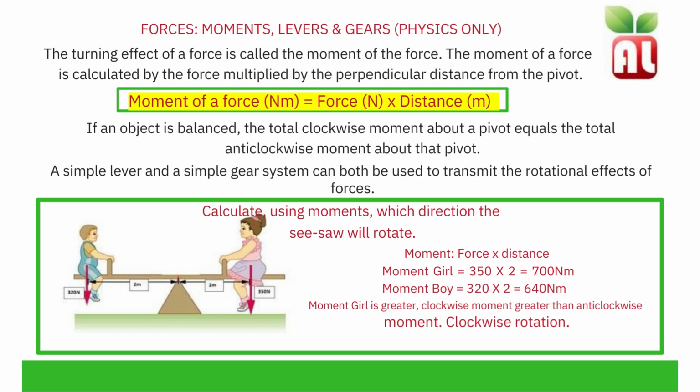If an object is balanced, the total clockwise moment about a pivot equals the total anti-clockwise moment about that pivot. An example being two people of equal downward weights sitting the same distance apart from the central point on a seesaw.